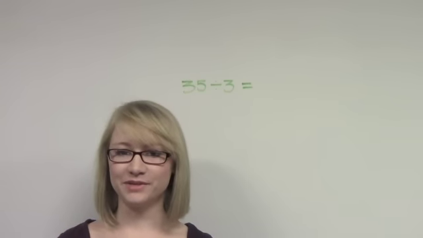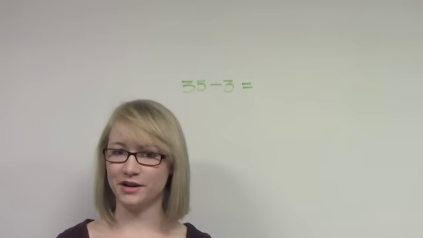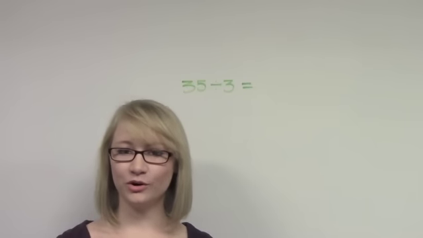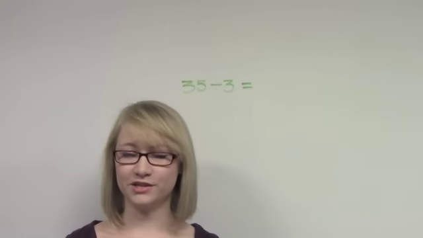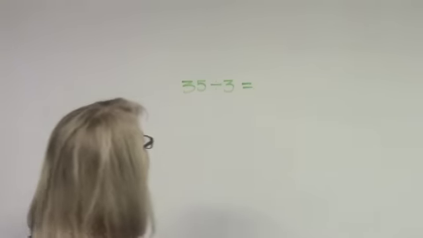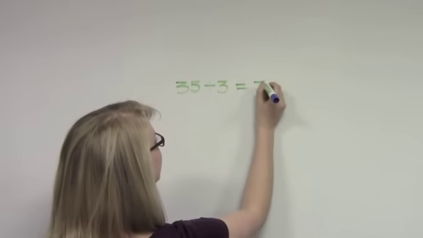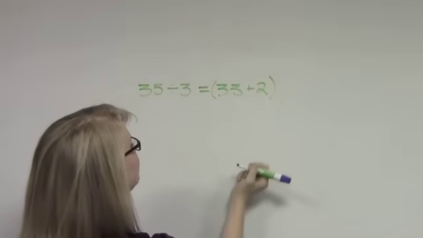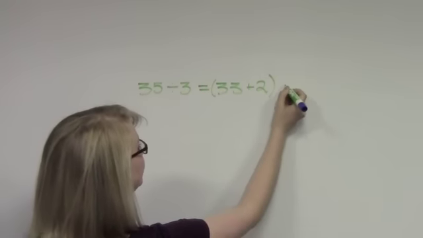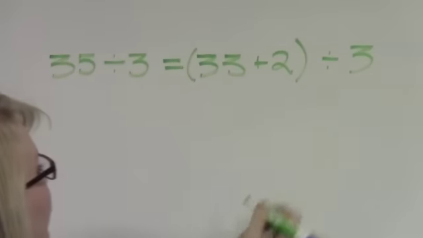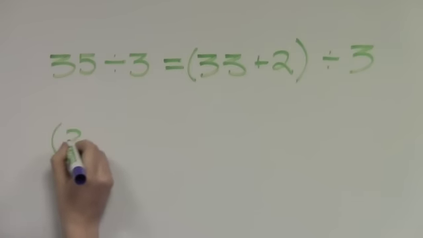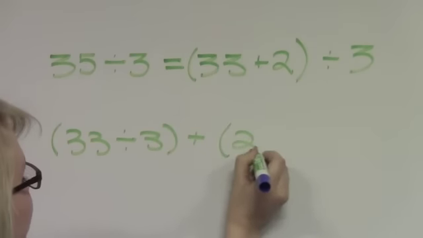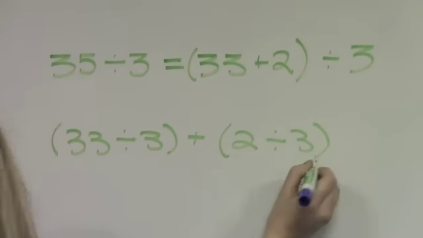Using our knowledge of number decomposition, we know that 35 can be broken up in a number of ways. For example, 35 is equal to 1 plus 34, or 2 plus 33, 3 plus 32, etc. A good way to break this up might be to take 35 is equal to 33 plus 2. This makes our problem 33 plus 2 divided by 3, which by the distributive property gives us 33 divided by 3 plus 2 divided by 3.